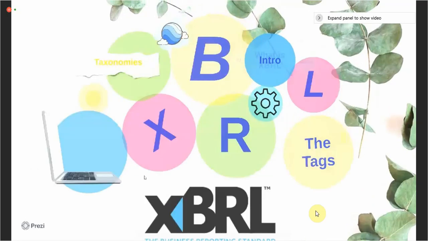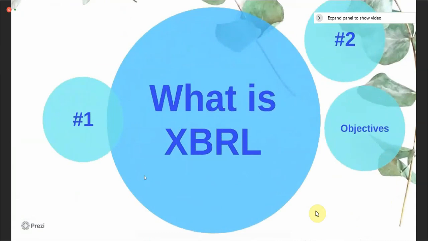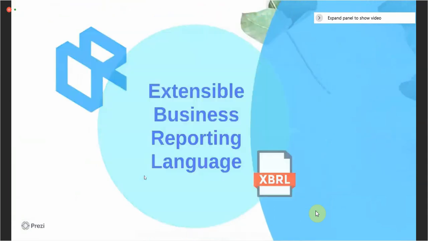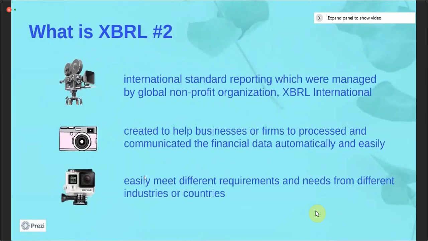As explained by my friend earlier, Nisa, XBRL is short for Extensible Business Reporting Language. XBRL is an international reporting standard managed by a global non-profit organization known as XBRL International. XBRL was created to help businesses or firms process and communicate financial data automatically and easily. This is because XBRL provides a language in which reporting terms can be authoritatively defined and uniquely represent the contents of financial reports, so that the reporting information can accurately move between organizations.